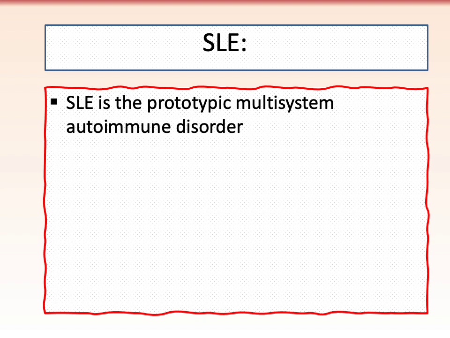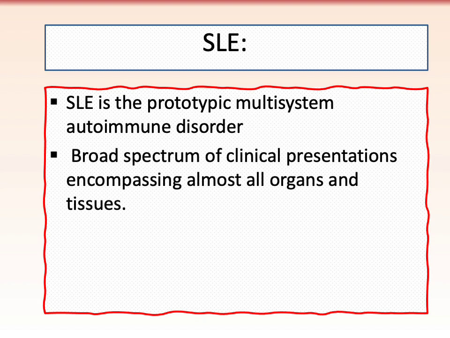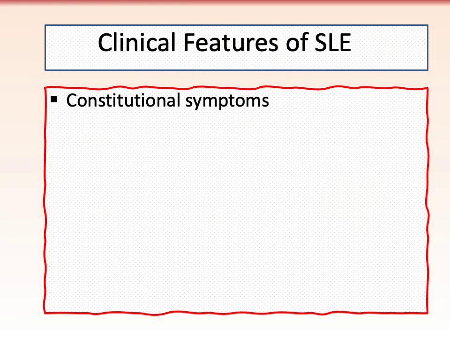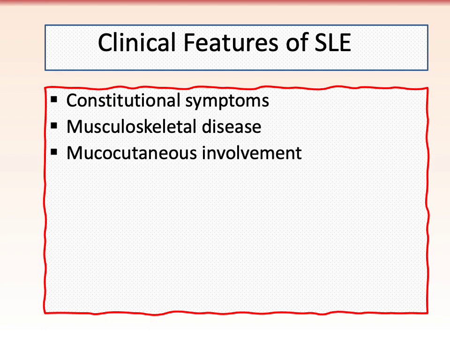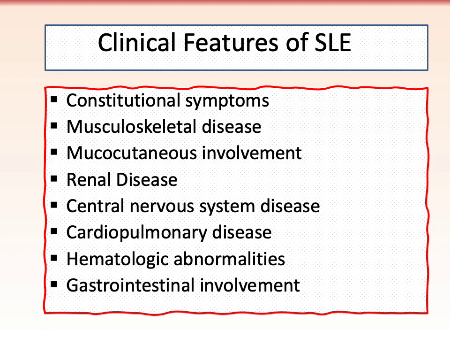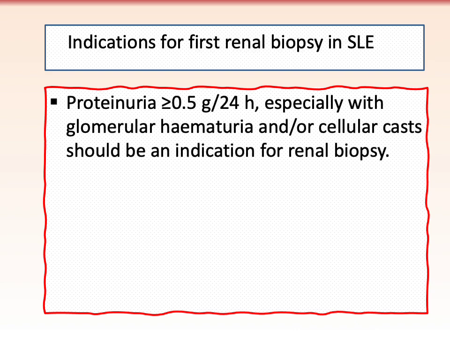SLE is the prototypic multisystem autoimmune disorder with broad spectrum of clinical presentation encompassing almost all organ and tissues of the body. Clinical features include constitutional symptoms and symptoms as per involvement of the organ system of the body. Proteinuria of more than 500 mg per 24 hours, especially with glomerular hematuria and or cellular cast, should be an indication for first renal biopsy in patient with lupus.